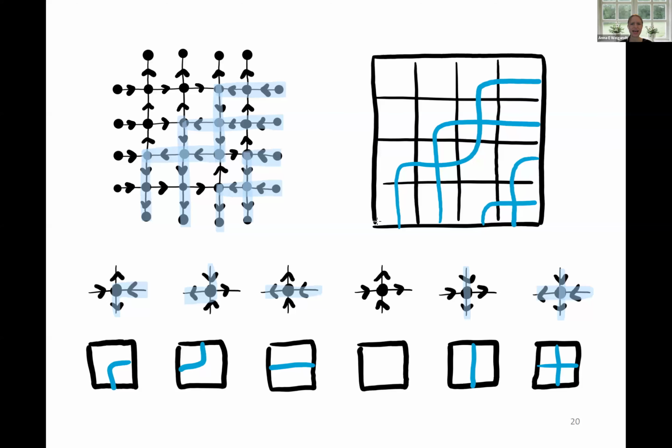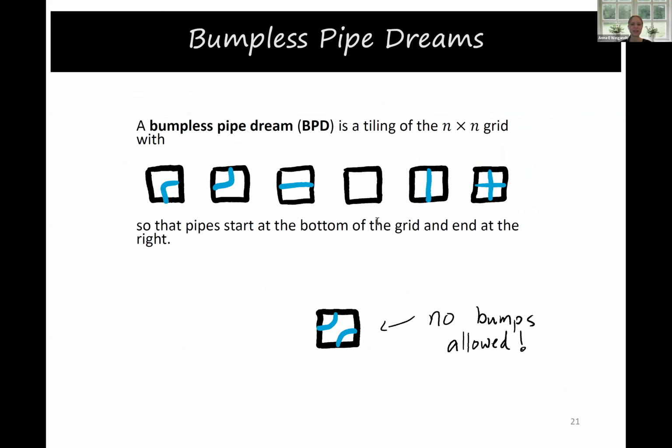So these things actually showed up independently in Schubert calculus world in work of Lam, Lee and Shimozono, and they called them bumpless pipe dreams. So a bumpless pipe dream is just a tiling of the n by n grid with these tiles so that pipes start at the bottom of the grid and end at the right. So we're thinking about these little strands as being just like pipes that are carrying water around our picture.